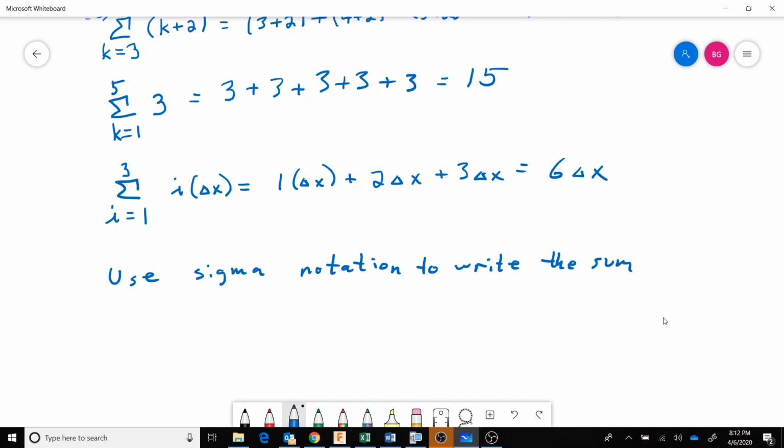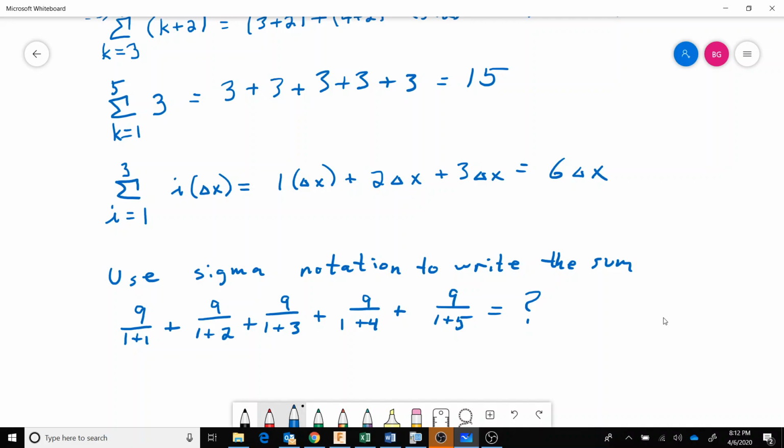So for example, let's say we see this. We see that the sum is actually 9 over 1 plus 1, plus 9 over 1 plus 2, plus 9 over 1 plus 3, plus 9 over 1 plus 4, plus 9 over 1 plus 5. And I'm being asked to write, what the heck is this? Well, the first thing I'm noticing is the nines are continuous and this 1 is continuous, but the number that I keep seeing change is this guy right here. It went from 1 to 2 to 3 to 4 to 5.